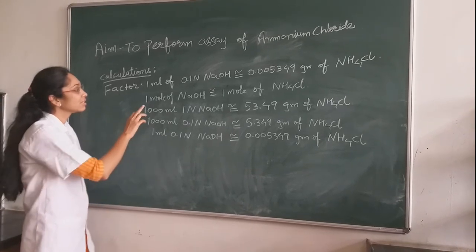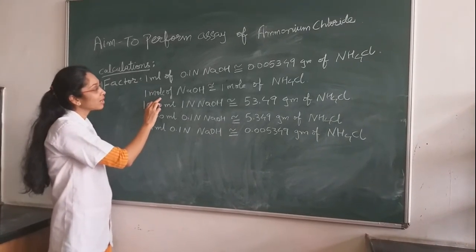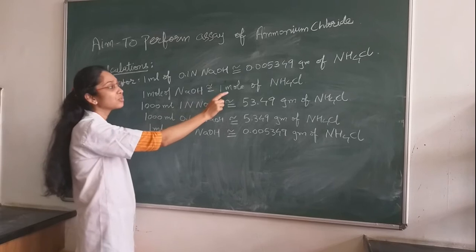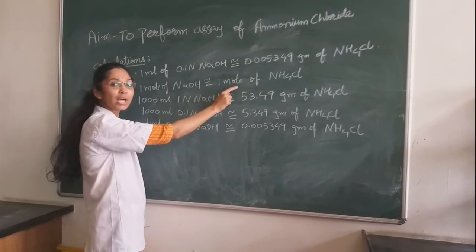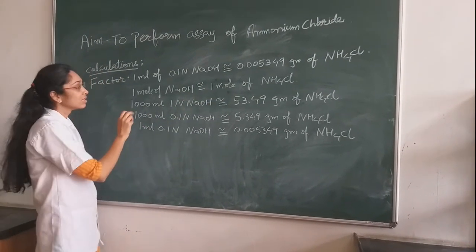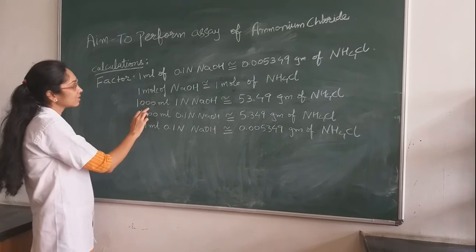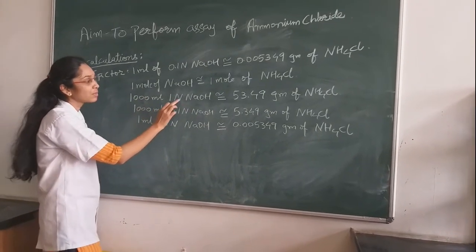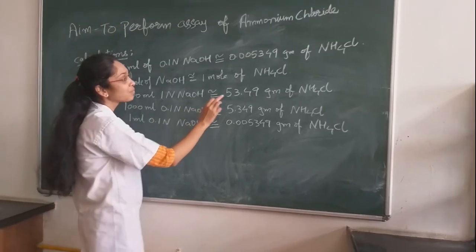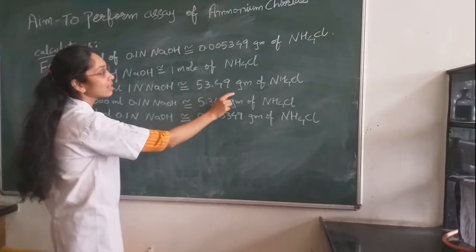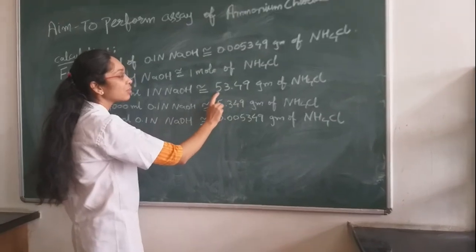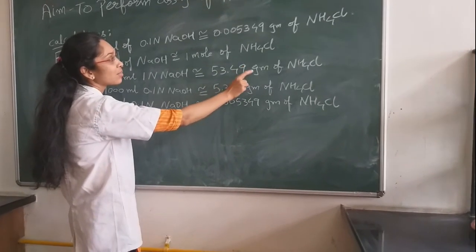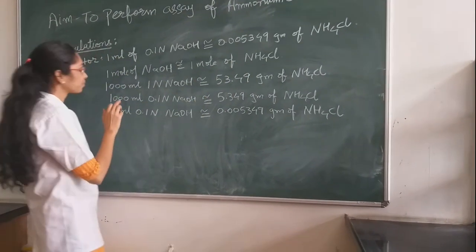So as we have seen in the principle, 1 mole of NaOH is going to react with 1 mole of NH4Cl. So we can elaborate it as 1 mole is equivalent to 1000 ml, 1 normal NaOH is equivalent to 53.49 gram of NH4Cl because 53.49 gram is the molecular weight of NH4Cl.